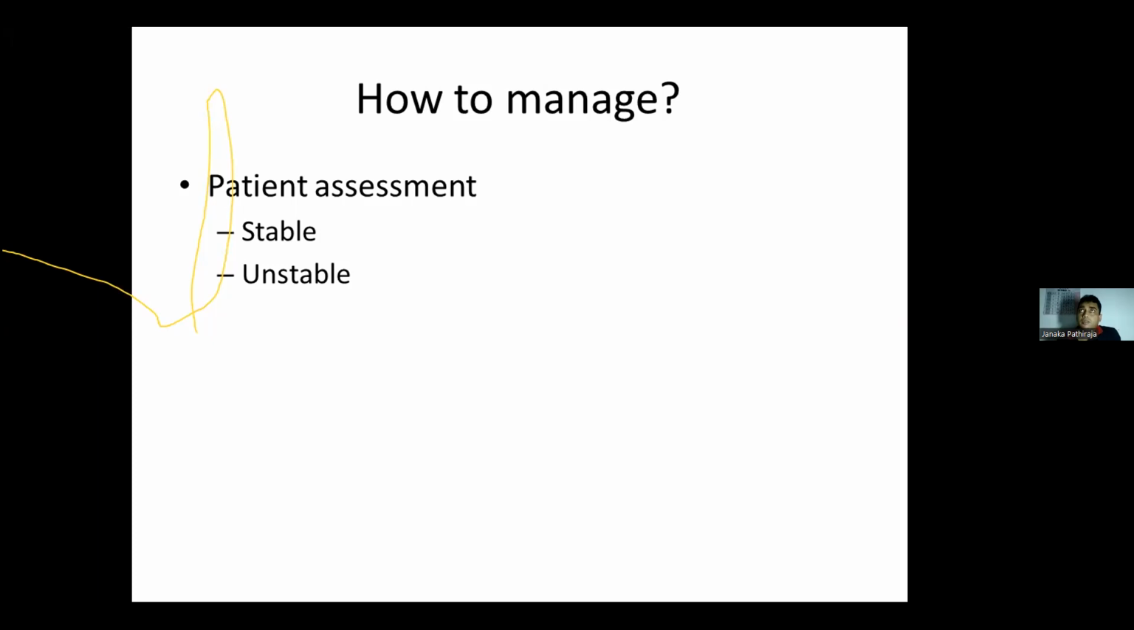That is a strong sign of instability. That is, the brain is not perfused properly. So confusion, low GCS, impaired level of consciousness, altered level of consciousness, all are signs of instability in the background of bradycardia, right? What else?